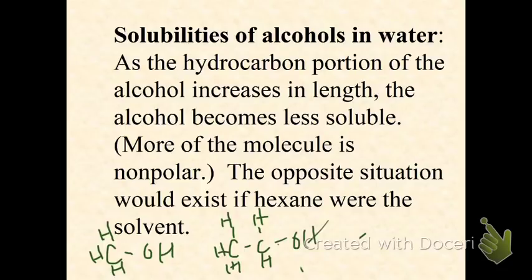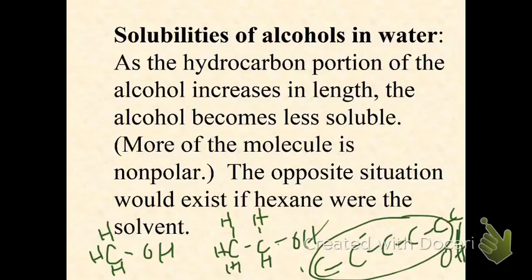Then the OH. And then of course you can get hexanol, which would have 6 of those carbons in a chain, and then the OH on the end. So you can see how as it gets longer, it becomes less soluble, and that's because more of that molecule would be considered nonpolar. And so as the chain of the alcohol gets longer, its solubility decreases in water, but it actually would increase in hexane or some other similar nonpolar solvent.